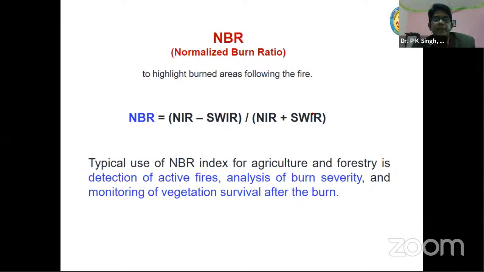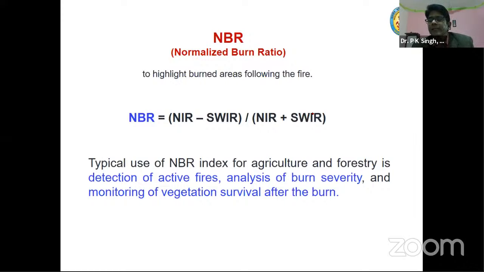Typical use of the NBR index for agriculture and forestry is detection of active fires, analysis of burn severity, and monitoring of vegetation survival after the burn. For that, these indices are very useful. And target indices, if you have the knowledge of the spectral characteristic of bands, you can use them directly to detect this type of events in that area.